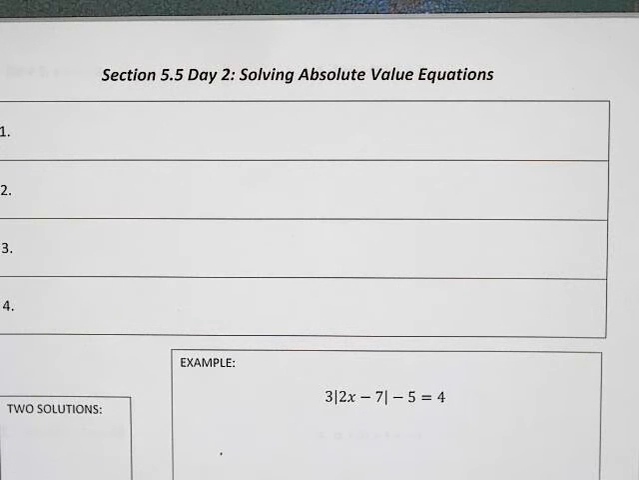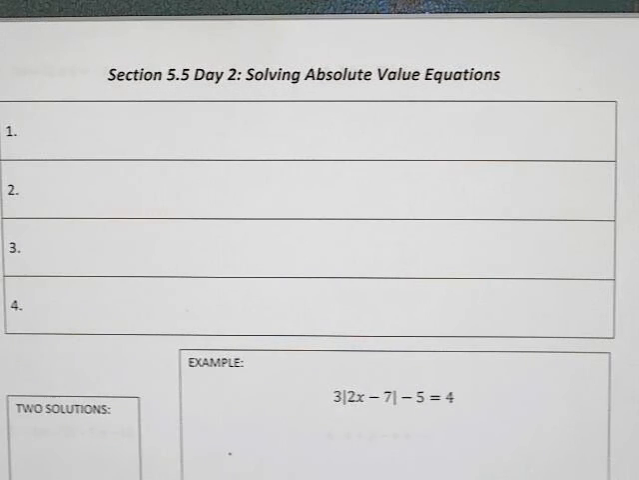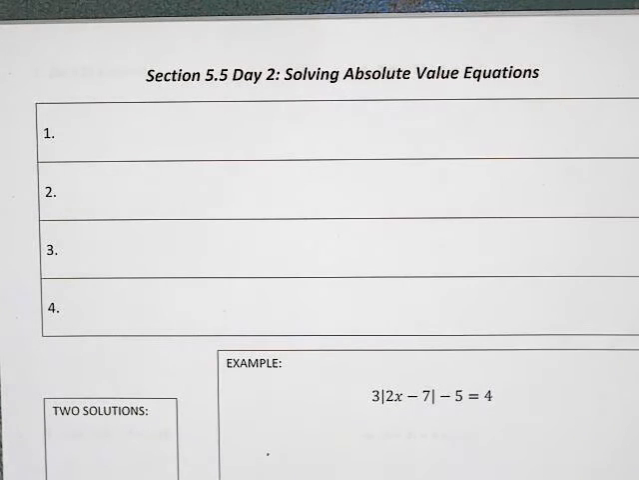So yesterday we started talking about absolute value equations. What I'd like to do today is put together a formal list of steps and talk about how sometimes there is going to be no solution for an absolute value equation.